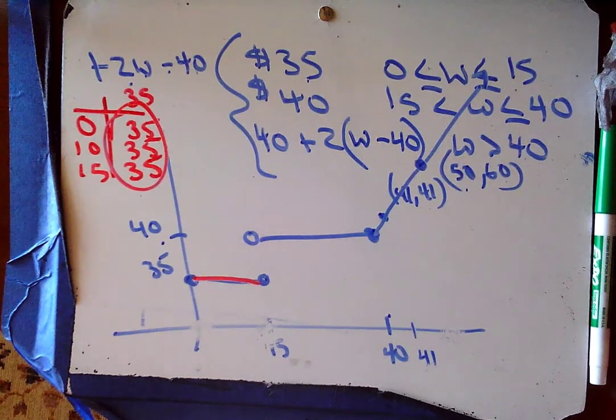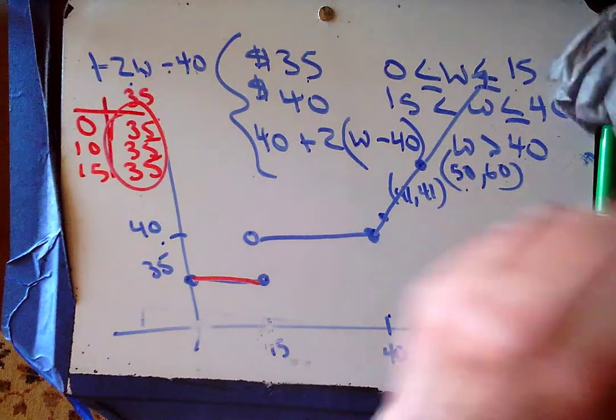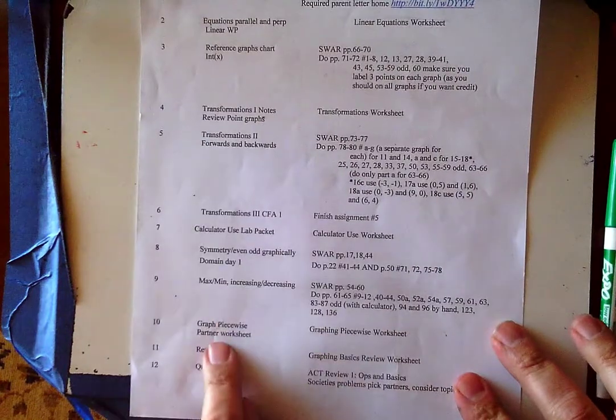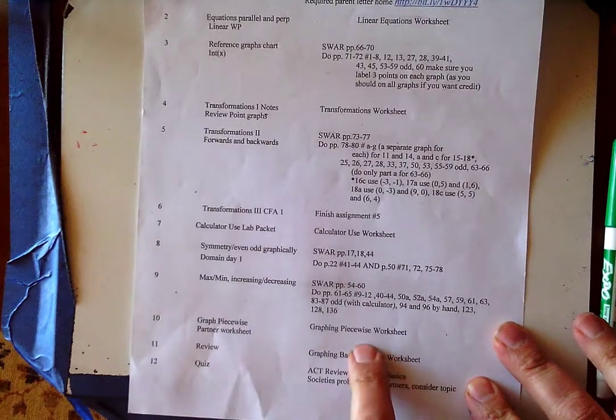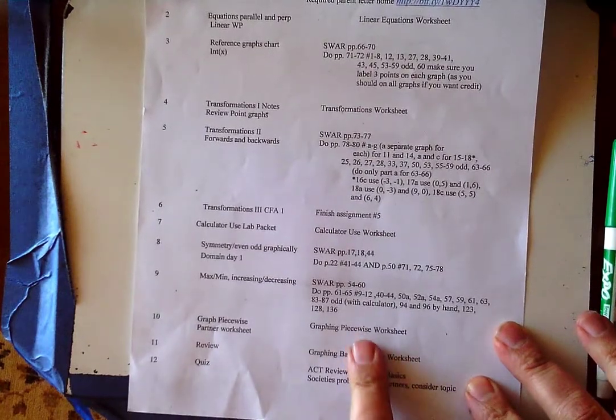Okay, pre-cal, graphing basics, partner assignment. Oh yeah, we did some of these problems already. So no, you don't have to worry about the in-class worksheet. You can just skip over that because we just did some of those problems. Instead, don't do this one, do this one. Graphing piecewise worksheet, not the partner one, the regular one. This will say assignment 10 homework, okay?